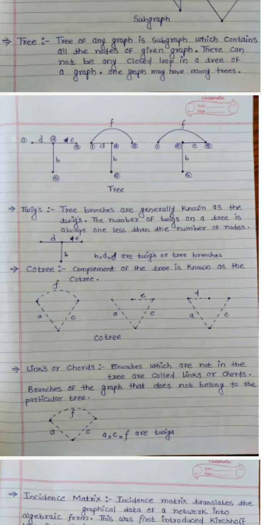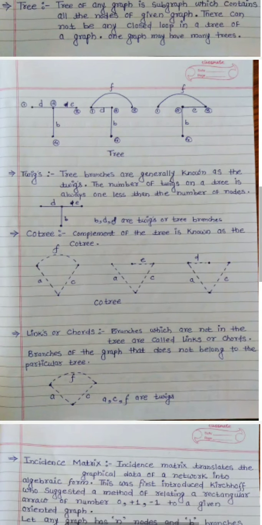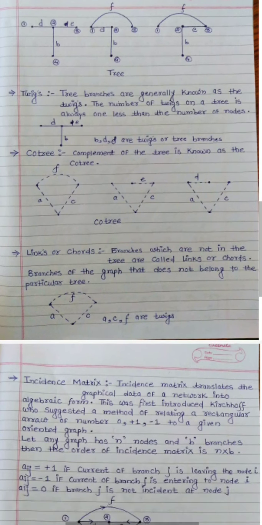Co-tree. Complement of tree is known as co-tree. Complement of tree means, suppose we have a graph and we formed a tree from that graph. The remaining branches of that graph, if we draw them by dotted line, will be known as co-tree.